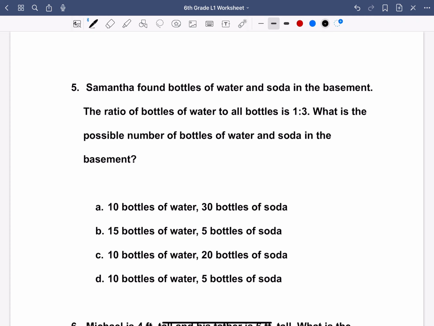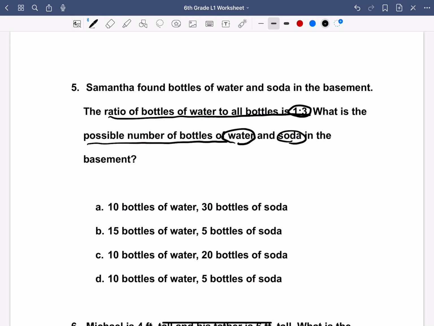All right, number 5. Samantha found bottles of water and soda in the basement. The ratio of bottles of water to all bottles is 1 to 3. What is the possible number of bottles of water and soda in the basement?